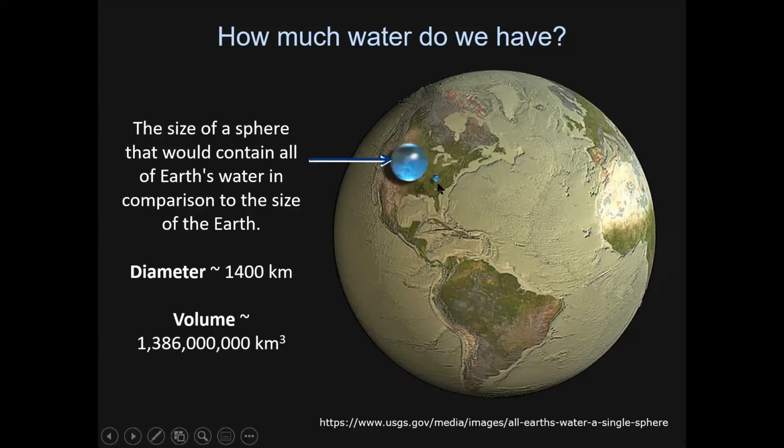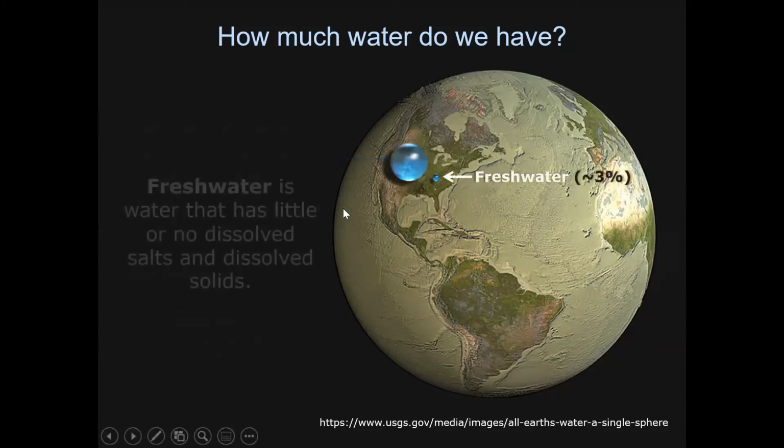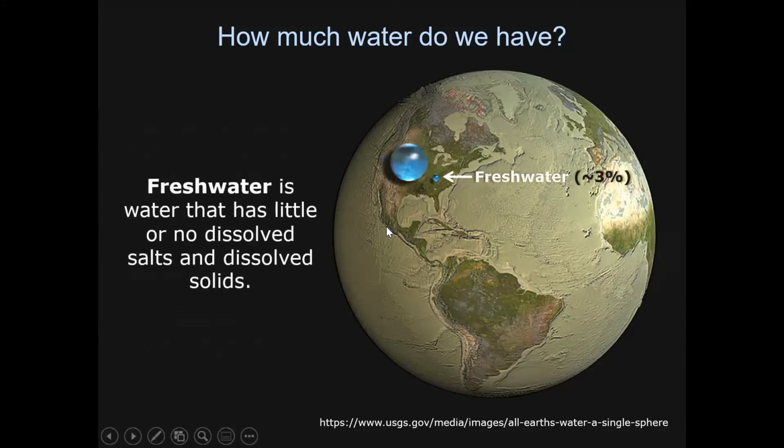You're probably wondering what those other little dots are. So that's the fresh water. So fresh water, about 3%, and by fresh water, we mean not salty. So you can see the definition there. It says as little dissolved salts in there. So things that we can drink and be happy with.